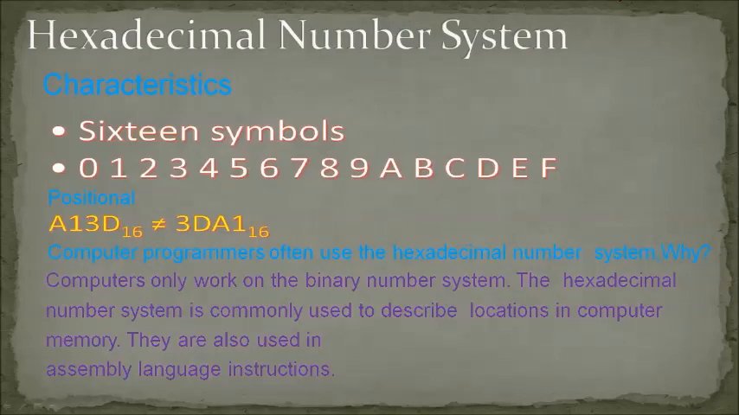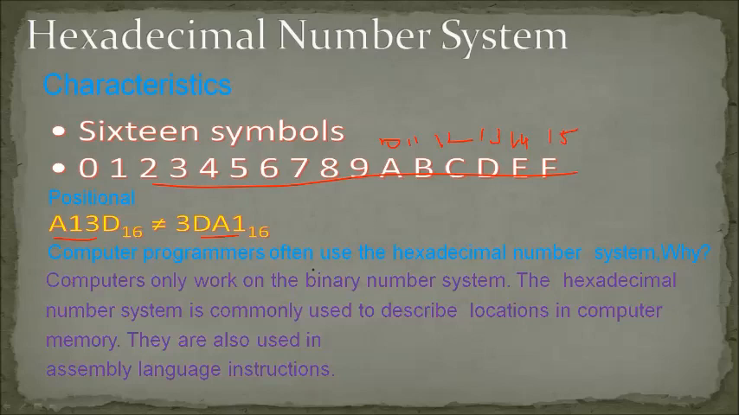Hexadecimal number system. Again, the characteristics: 16 symbols, 16 digits, and again the positional values are powers of 16. Here the letters A to D also have values. Don't you remember that A, B, C, D have values 10, 11, 12, 13, 14, and 15? Sorry, my handwriting is bad again.